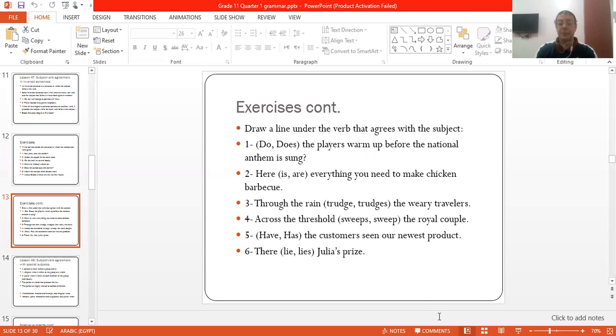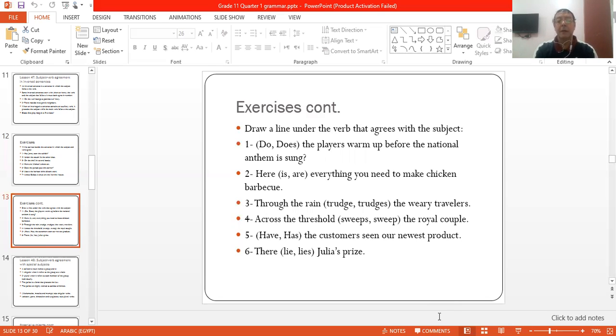Okay. Number three, through the rain, trudge or trudges the weary travelers. So, which is the subject in this sentence? Is it the rain or the weary travelers? Yes, correct, the weary travelers. So we should say trudge. The verb trudge agrees with the weary travelers. The weary travelers is a plural subject, so the verb should be plural as well.